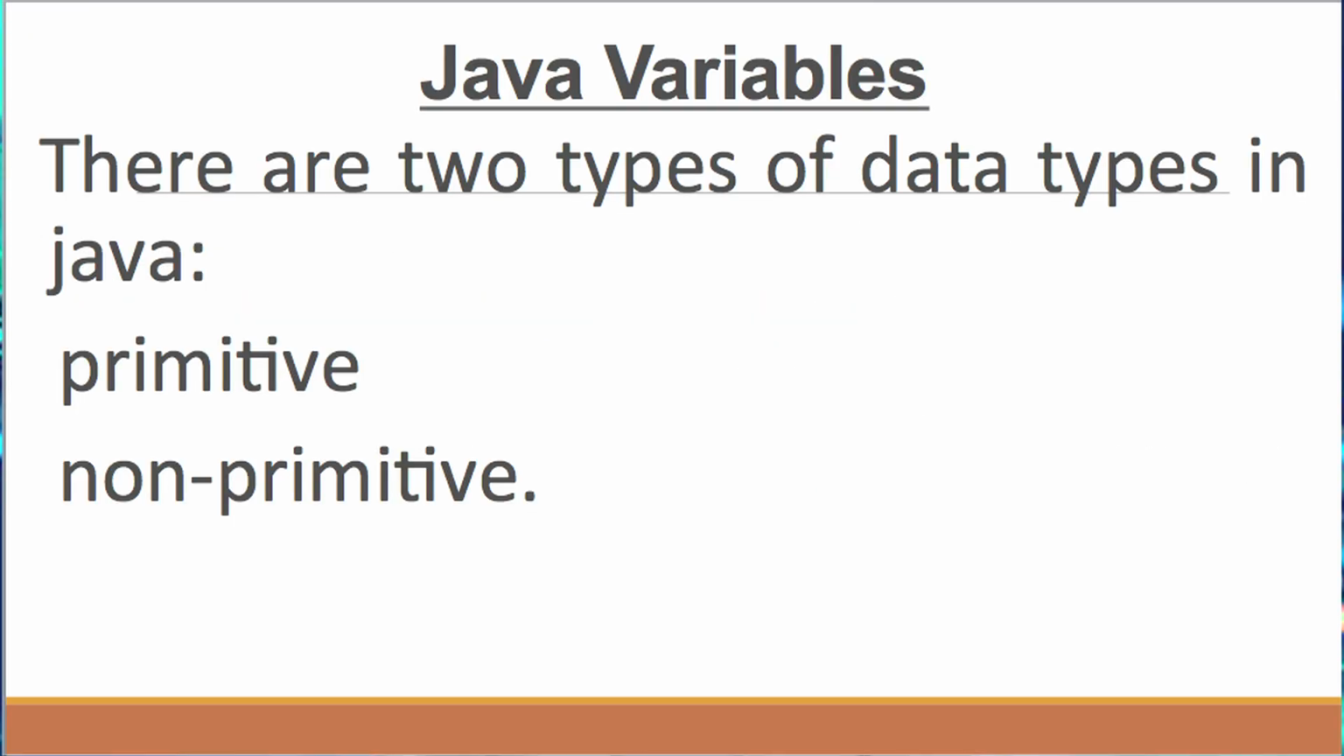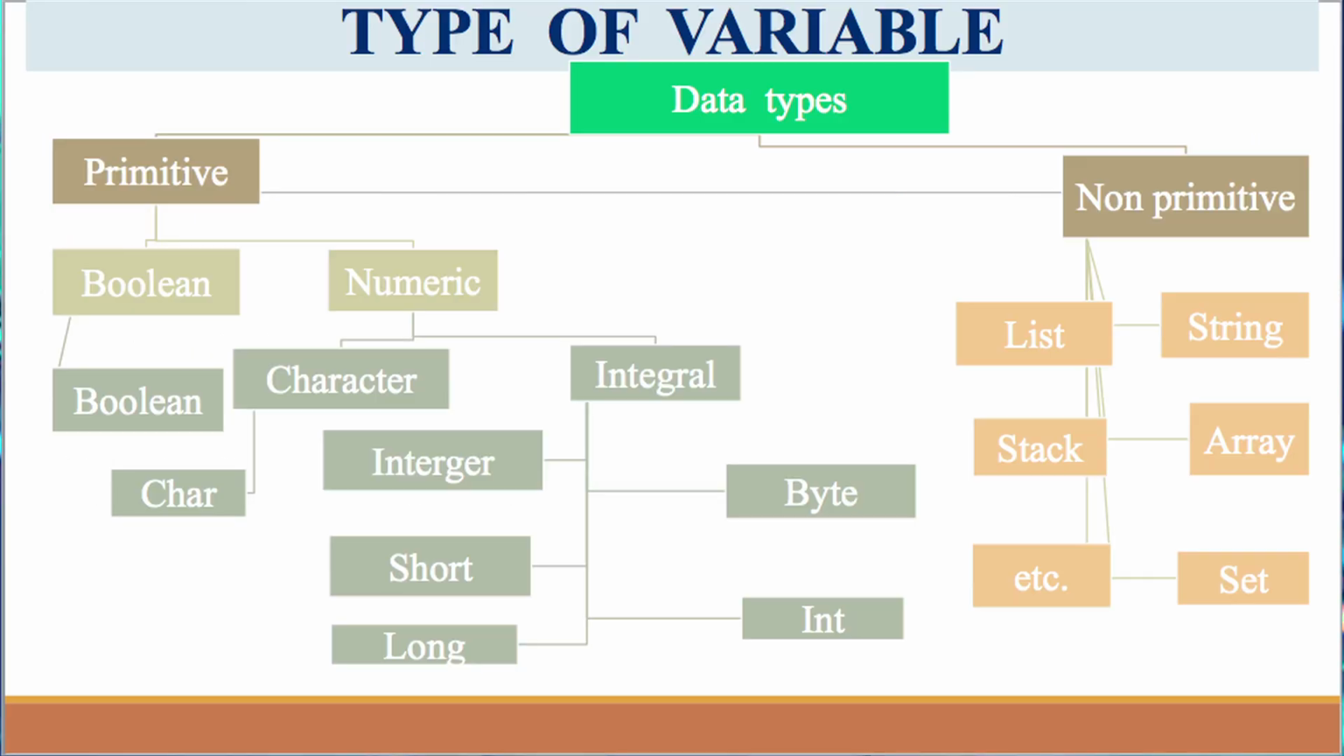Now the categories of variables are declared as data types. As data types have two categories, in the same way variables also have the same two categories, primitive and non-primitive. So we can declare a variable as a non-primitive variable or a primitive variable. These are the two major categories. Inside the primitive type of variable, there are boolean and numeric. Inside boolean we have true and false, and inside numeric we have character and integer.